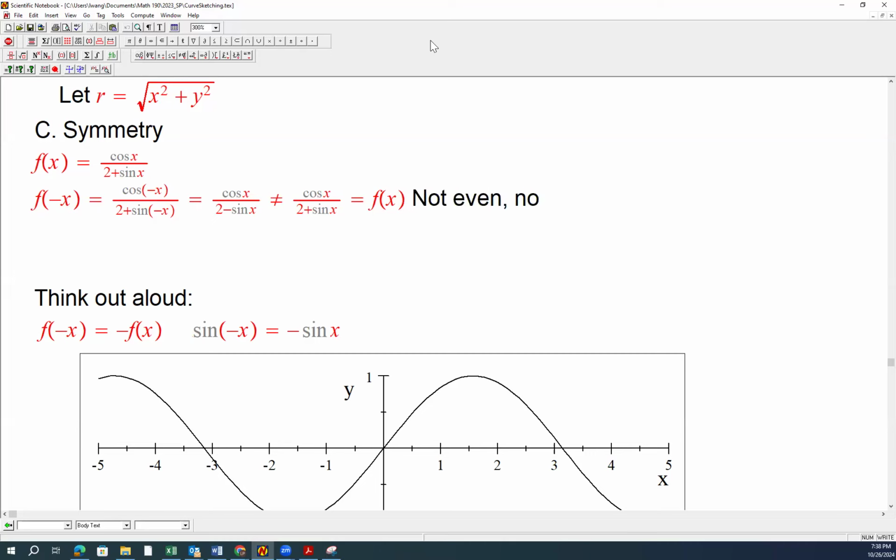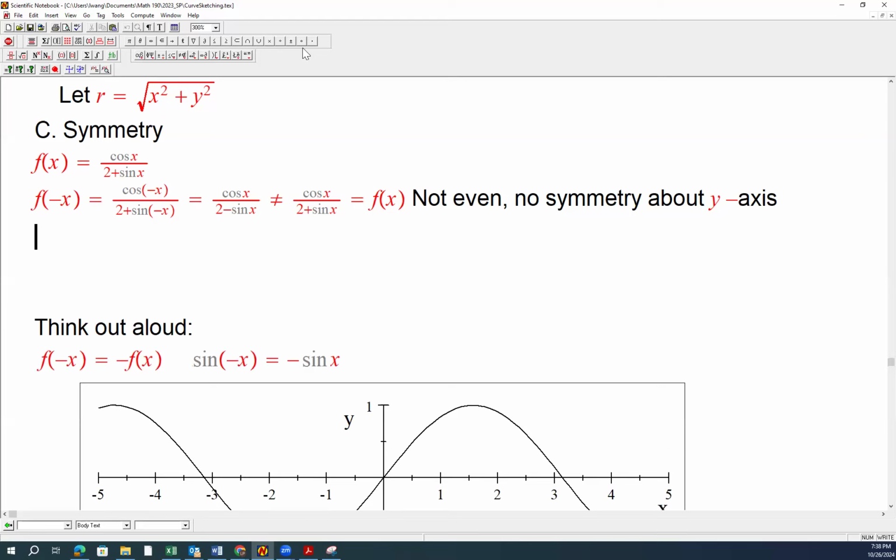So no symmetry about the y-axis. Okay, about odd: for odd, we just have to compare f of negative x, which we have here, with the negative of f of x. What is the negative of f of x?